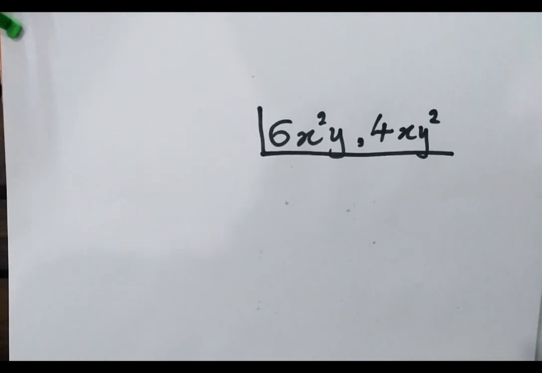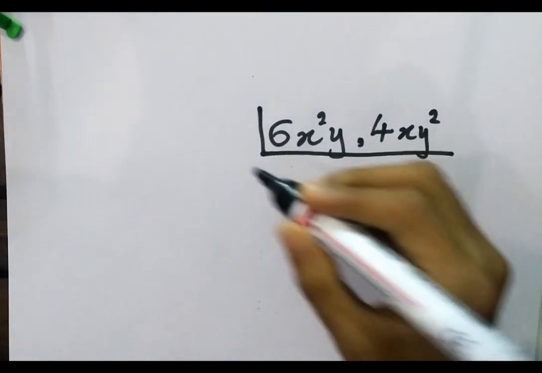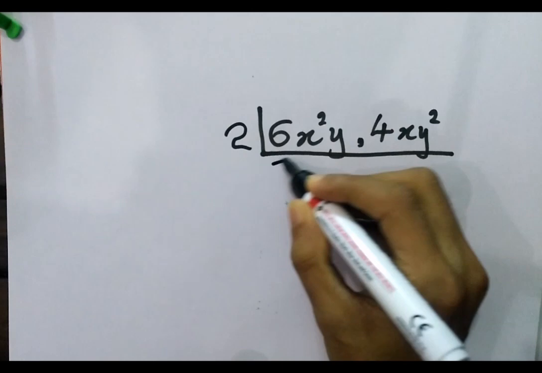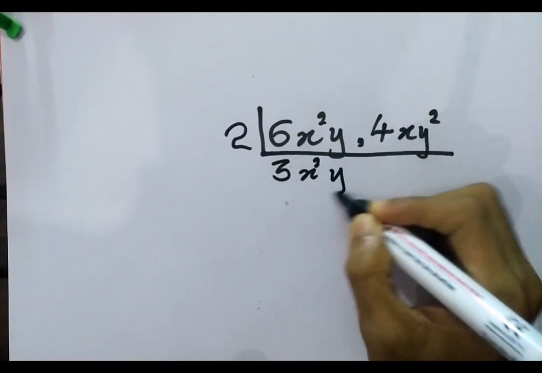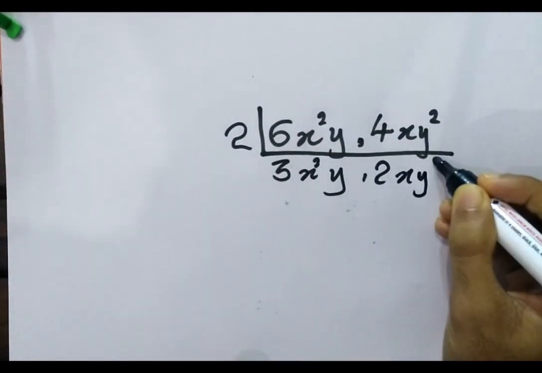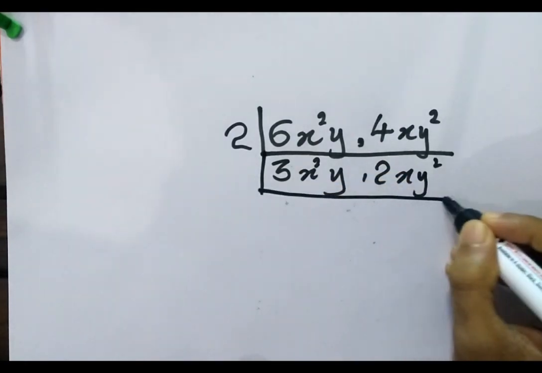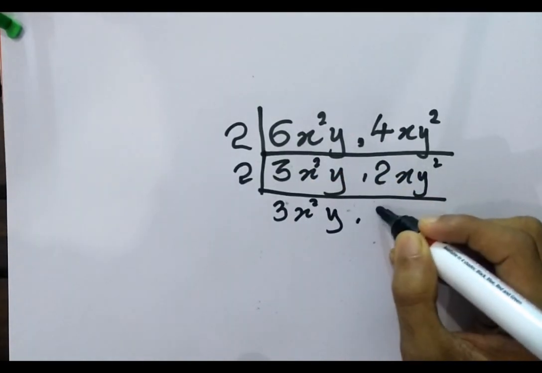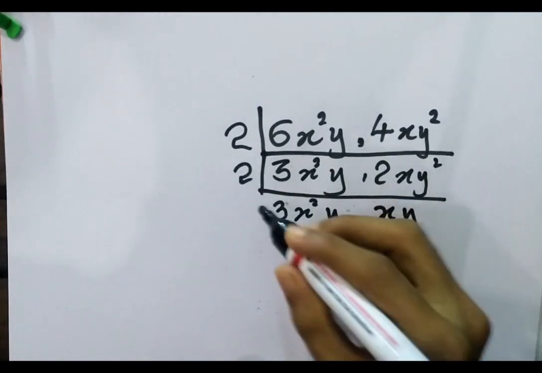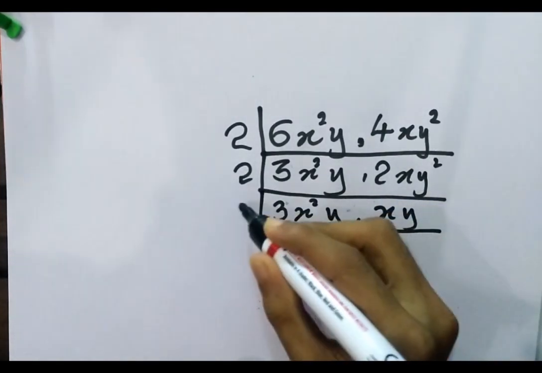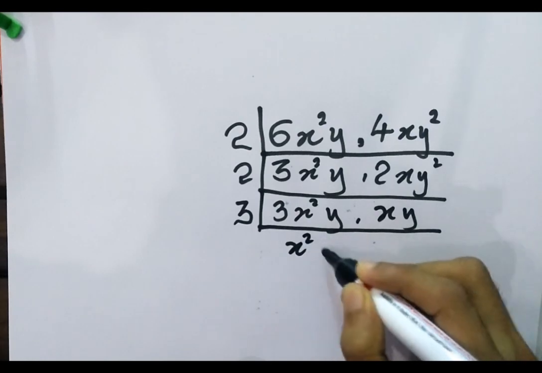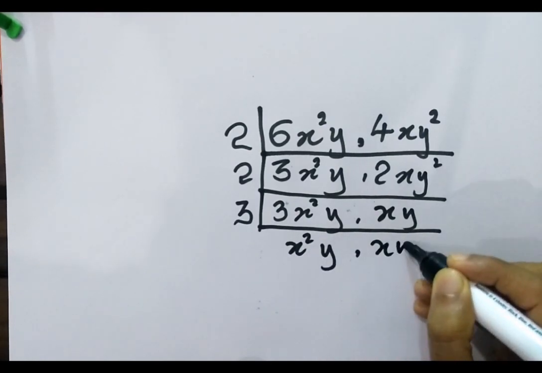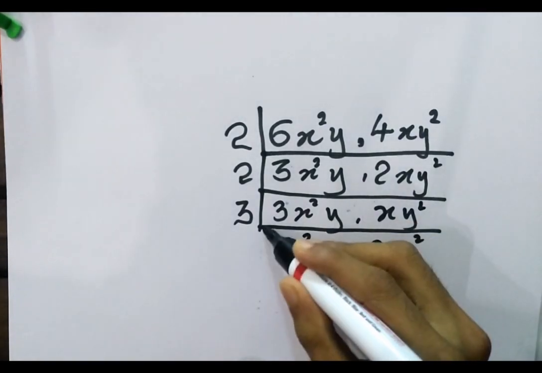Now they're asking us to find the LCM. That's very easy for us. Okay, fine. So first we'll divide by the prime numbers. We can divide by 2, then 3x squared y, and here 2xy squared. Now we can divide by 2 again, 3x squared y, and now we can cancel those 2s. Now we can divide by 3, so x squared y, and here xy squared, sorry.